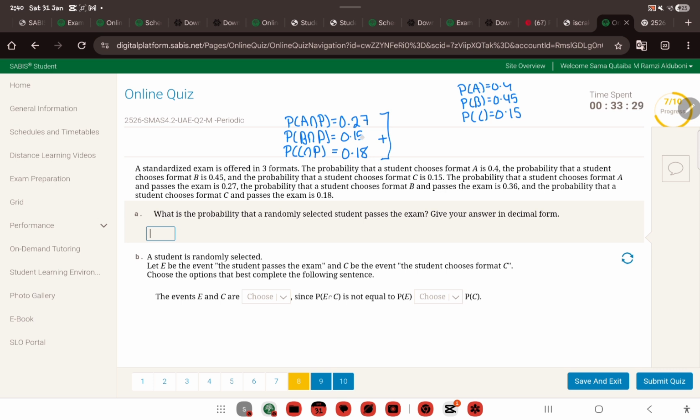No, wait, format B is 0.36. Okay, 0.27 plus 0.36 plus 0.18, we get 0.81.